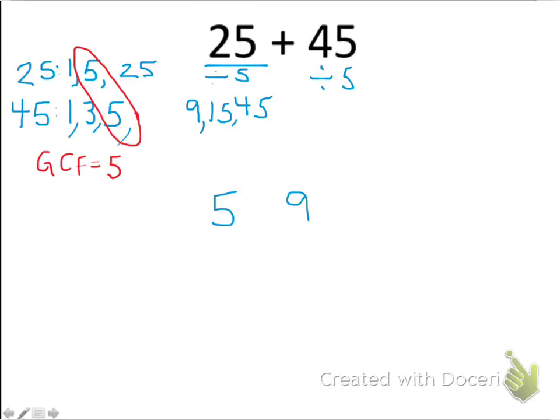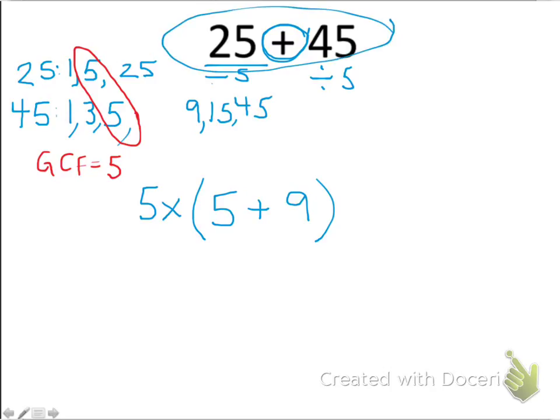All right, now I write the sign from my expression. So the sign up here was plus. So that's the sign that will go down here. If it was minus, I would put minus down here. And my last step is to write the GCF as the number in front or the coefficient. So I'm going to put my parentheses around and then write my 5 times out here. That's how we go from an expression to something written using the distributive property.